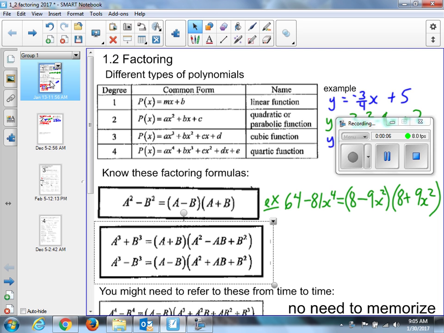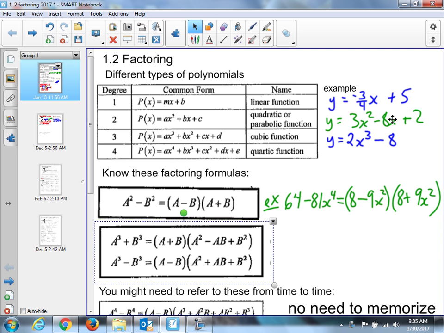We're looking at the factoring set of examples. We went over what a linear is, a quadratic, a cubic, and a quartic, which is power 4. That depends on the degree. Make sure you know that.